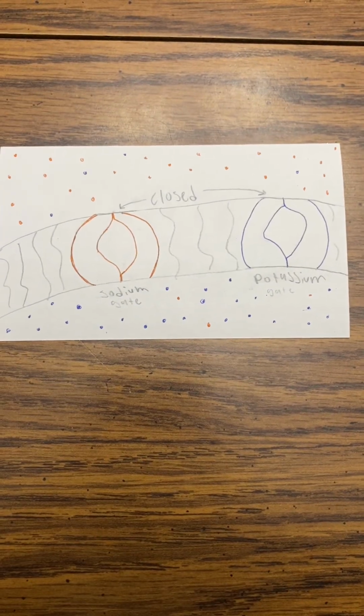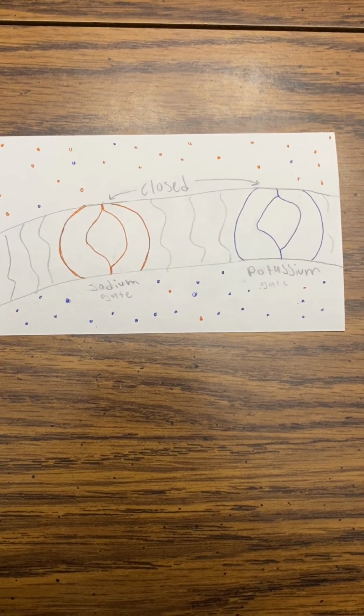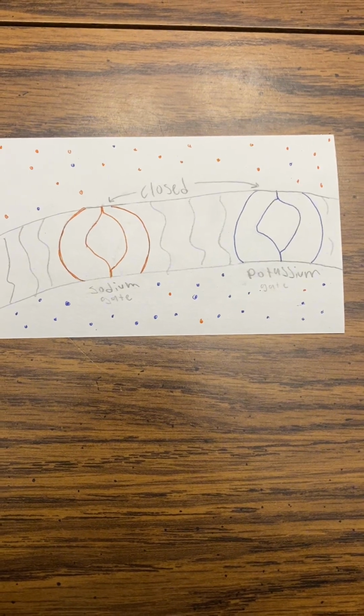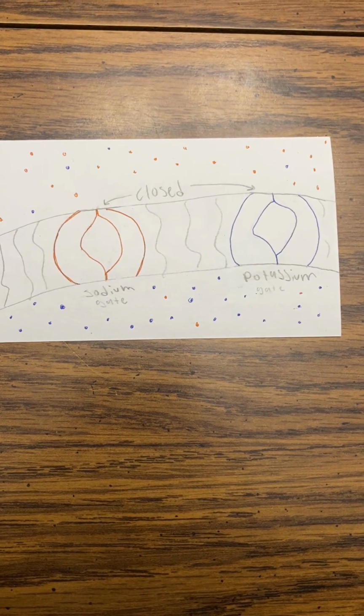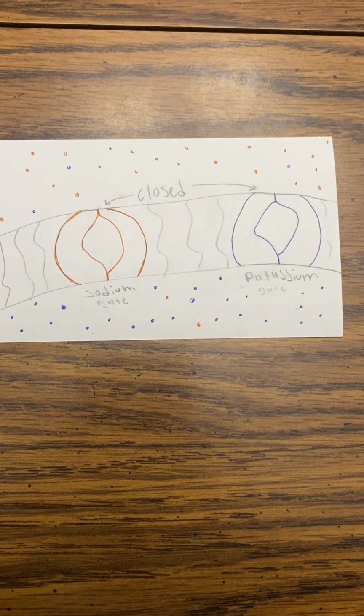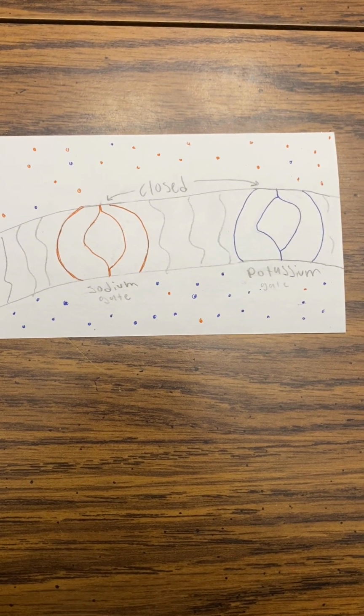First, I'm going to be going over resting membrane potential. This is when a neuron is at rest and ready to send a signal down its length. The ICF's measured value is at negative 70 millivolts in this state.